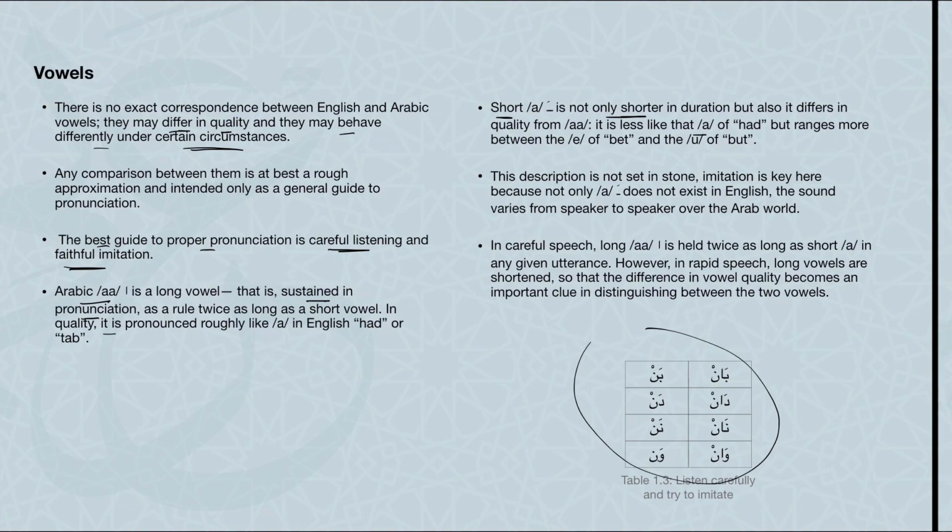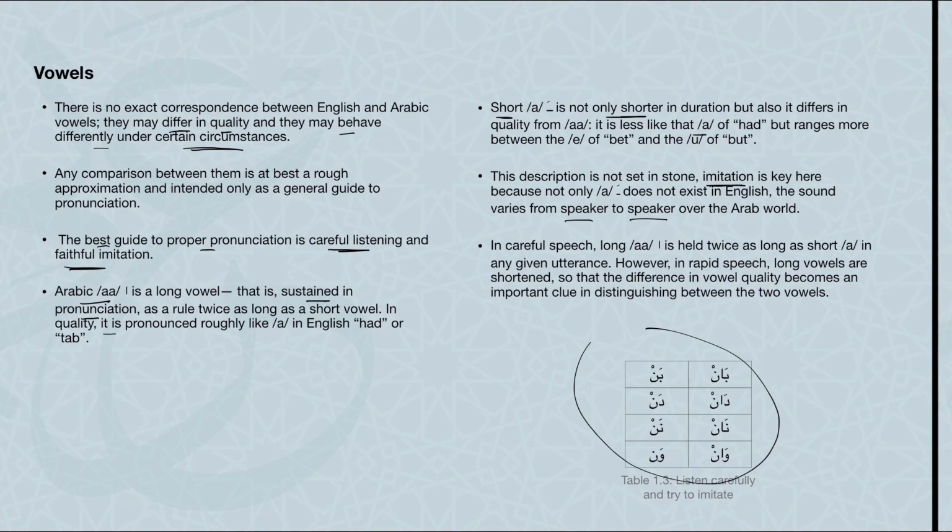Of course, as we said, description is not set in stone. Imitation is key. You try to imitate it as carefully and as exactly as possible. And there's another issue: the sound itself may differ from one speaker to another. Maybe people in Morocco would pronounce their vowels very differently from people in the Levant. So knowing a very standard or common way can help you distinguish whether he is pronouncing this as a long vowel or as a short vowel.